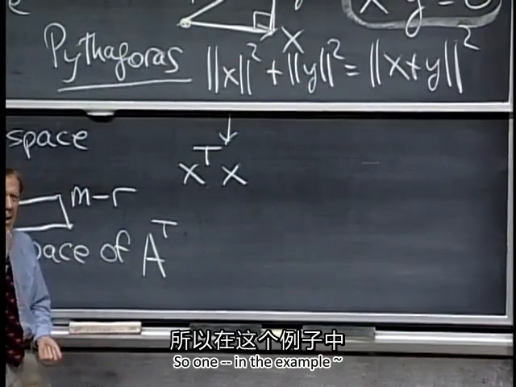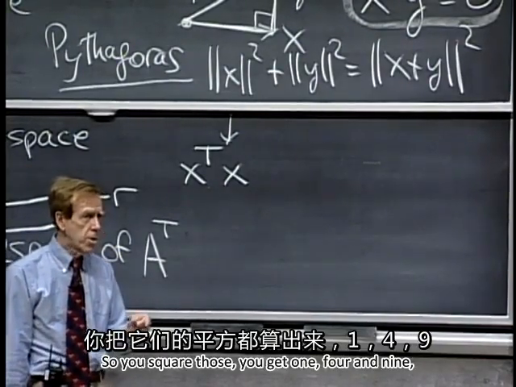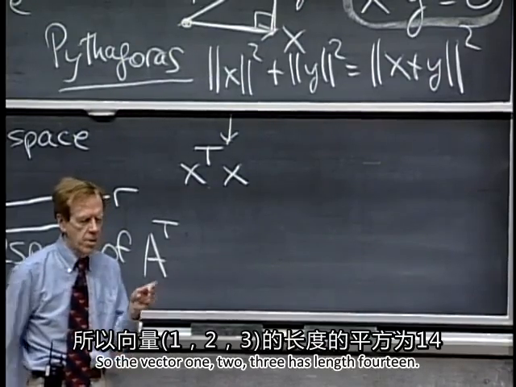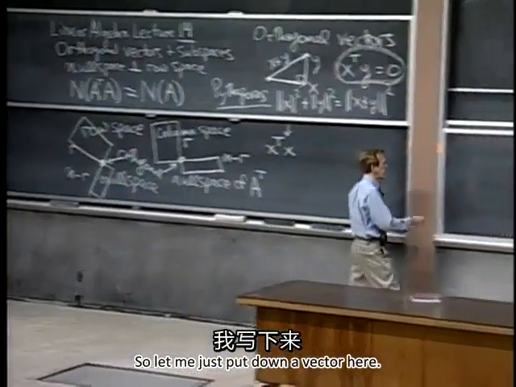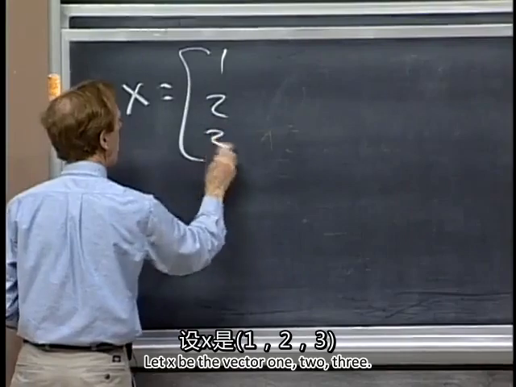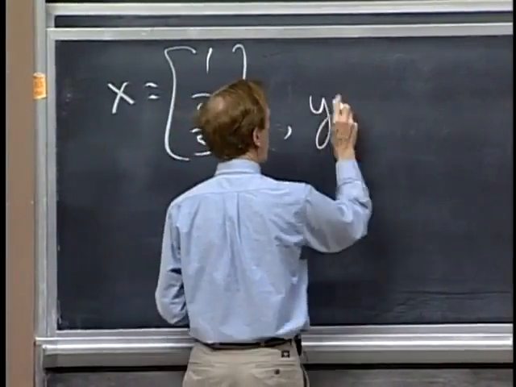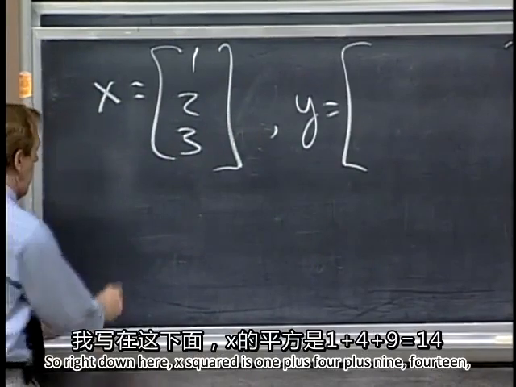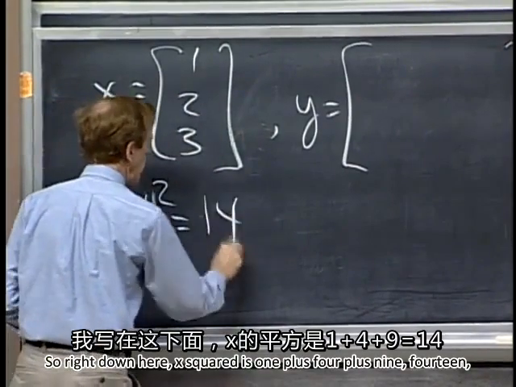So in the example I gave you, what was the length squared of that vector 1, 2, 3? You square those, you get 1, 4, and 9. You add, you get 14. So the vector 1, 2, 3 has length squared 14. Let me just put down a vector here. Let x be the vector 1, 2, 3. So write down here, x squared is 1 plus 4 plus 9, 14.